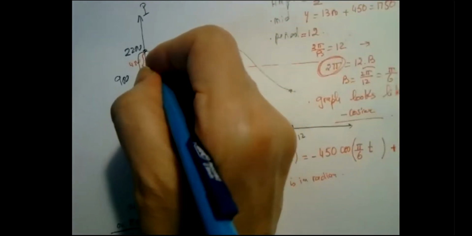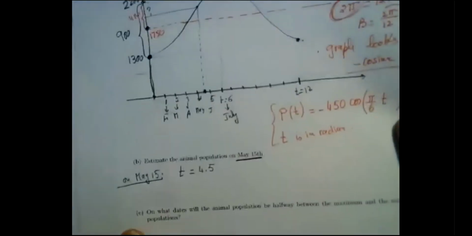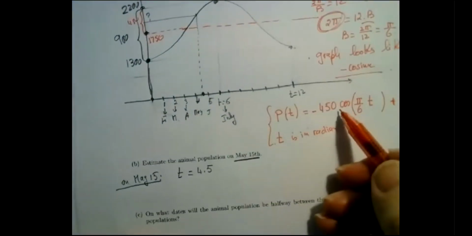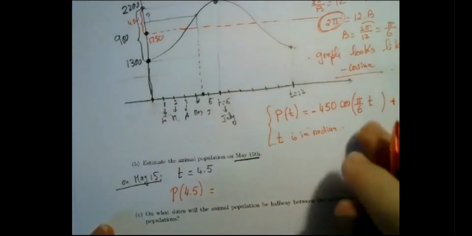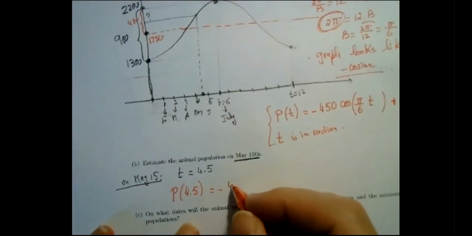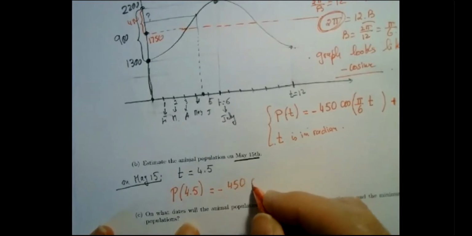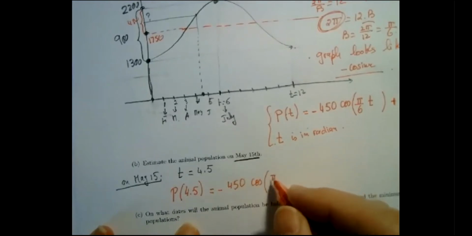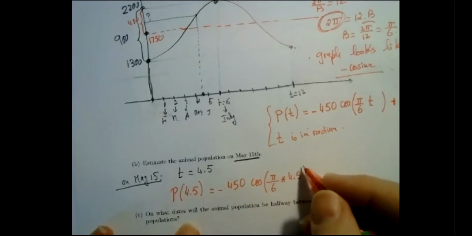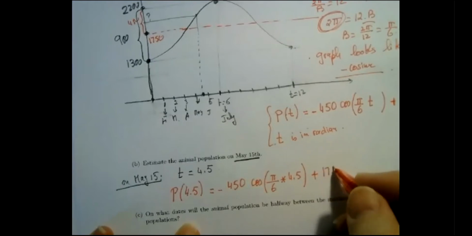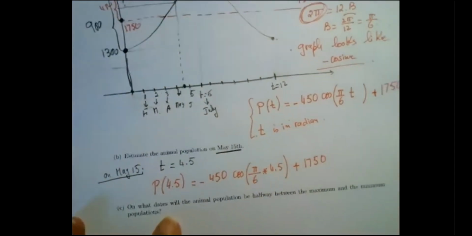So that's really what it is. I need to find the population. The only way to do it is to plug it back into the formula. So I plug in 4.5 for t. I will get minus 450 cosine of pi over 6 times 4.5 plus 1750. Now I have to compute this.